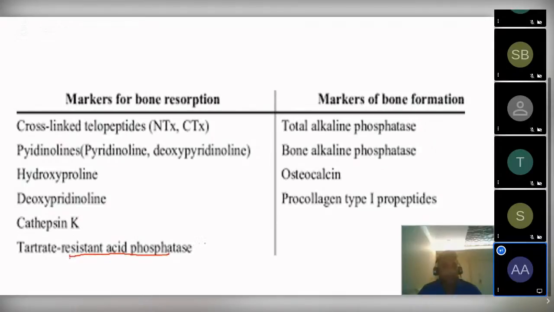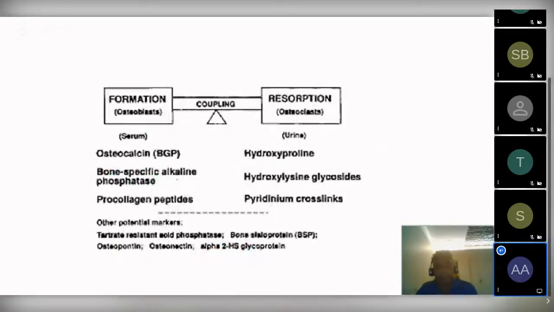More important, this TRAP, they call it TRAP, tartrate resistant acid phosphatase, is one such. And one more important thing is urine hydroxyproline. Please don't get confused or bother about this busy slide. Just focus on these important things. Excessive hydroxyproline in urine is a marker for bone resorption. Okay, I'll go to the next slide.